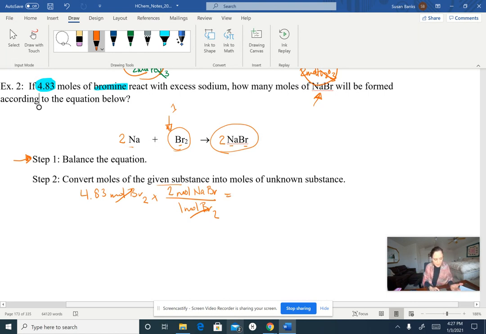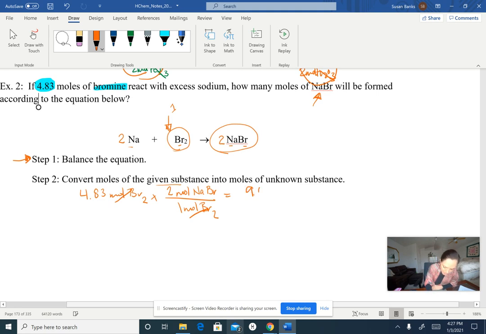I'm now into moles of sodium bromide, which is what I wanted to know about. Now I'm going to do the math. 4.83 times 2 divided by 1. Let's see, 4.83, 9.66. So this will give me 9.66 moles of sodium bromide that can be produced off of the 4.83 moles of bromine. Okay, notice how we're using balanced equations and unit analysis and our relationship with moles all together.